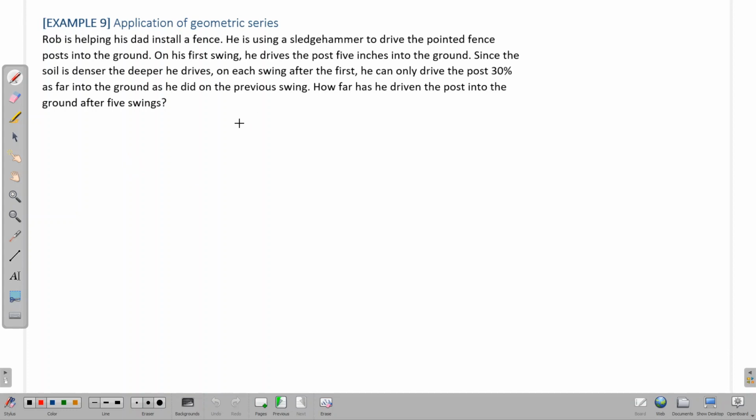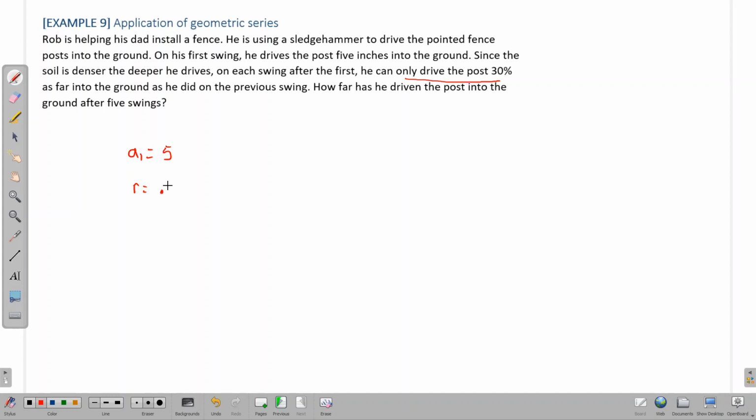Okay, so there's a lot going on here. It is still a geometric series, and that's because each time it's 30% of the previous. So we're multiplying the previous by 30% to figure out how far he's driving it the next time. So what do we know? A1, the first hit on the post, it goes in 5 inches. Then the R value, what we're going to multiply each time, is 30%.